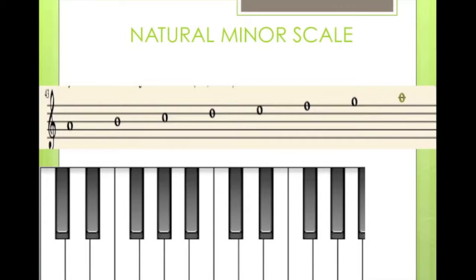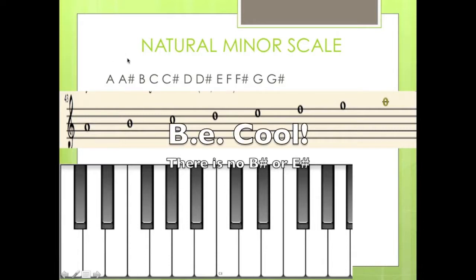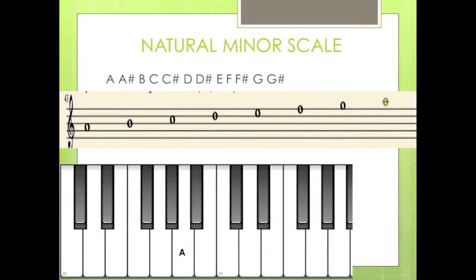Okay, so here we've got our natural minor scale. Now it is a natural minor scale, believe me. I'm a teacher, I know these things. And it's written from A all the way up to A here. Now we also want to have our chromatic scale, which is again from A all the way through to G sharp. All 12 tones in the Western scale. Remember, there's no B sharp, there's no E sharp. I know it's dorky, but you'll get used to it.